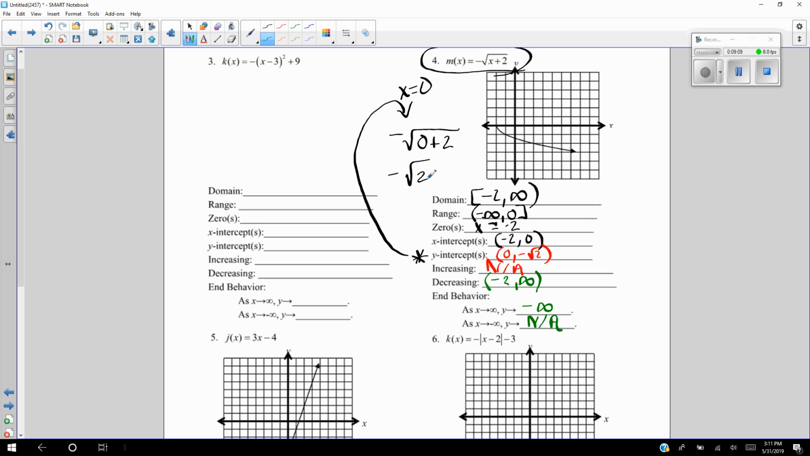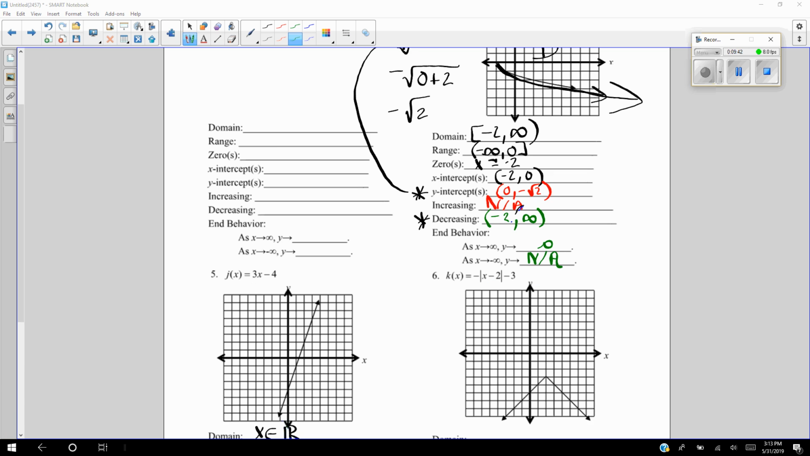And as far as increasing, decreasing goes on this one, a lot of people miss this, because they put negative infinity right here, because they say, oh, it's going down. And that's right, it is going down. But going down is what tells us it is decreasing. Remember, we use the x values. So the leftmost x value is at negative 2, and there is no rightmost x value, because it's going right forever.